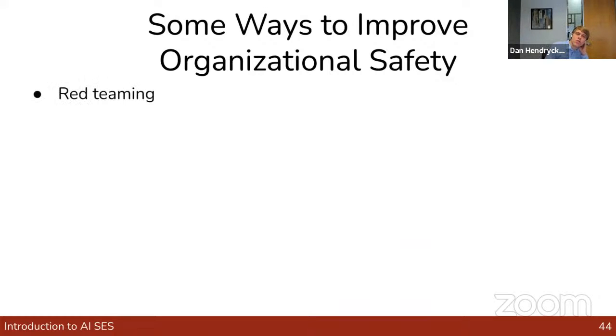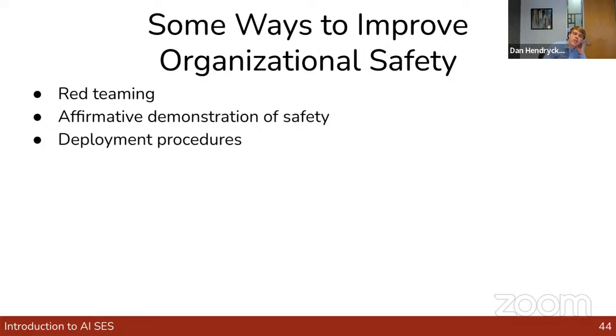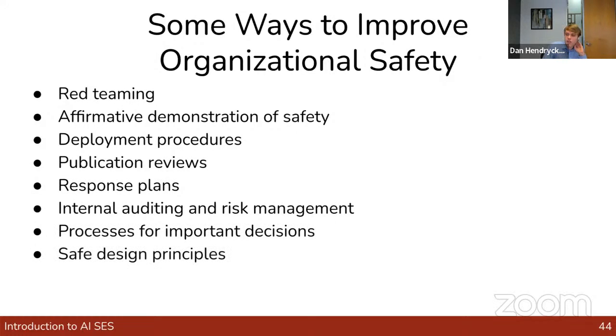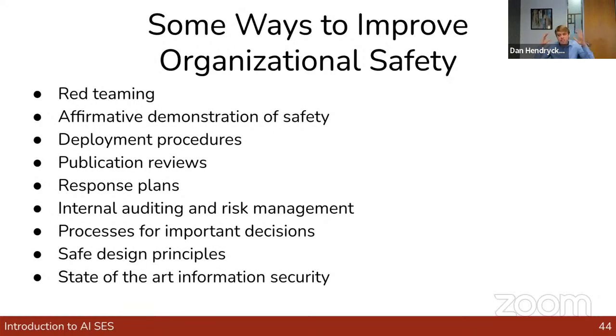So there's a lot of things to do to improve organizational safety and safety culture and reduce risks of accidents. Red teaming, affirmative demonstrations of safety before releasing, various deployment procedures and processes for high stakes decisions, response plans, internal auditing and risk management, external auditing, incorporating safe design principles like defense in depth throughout the organization, et cetera. These reduce the probability of things leaking. There's a lot of stuff to do here. That said, I think of these risk sources, this is not as big of a deal as malicious use risks and racing dynamics.